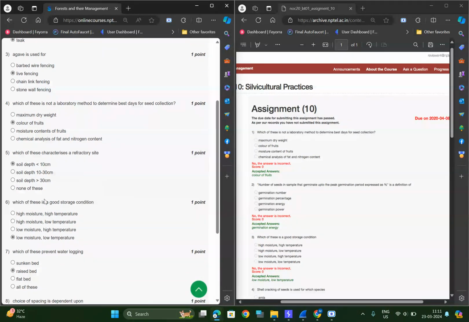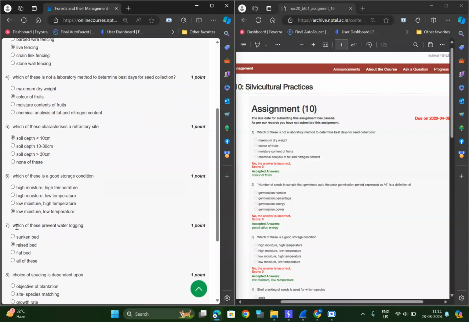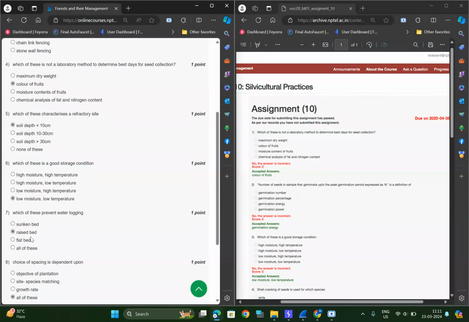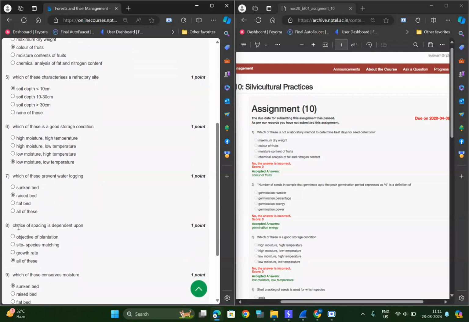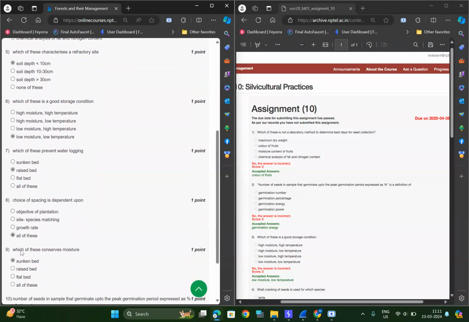For the sixth question, the option should be D, low moisture, low temperature. For the seventh question, the option should be B, raised bed. And for the eighth question, the option should be D, all of these.